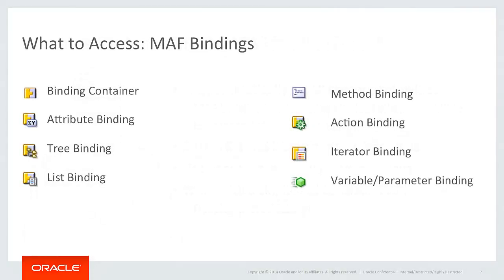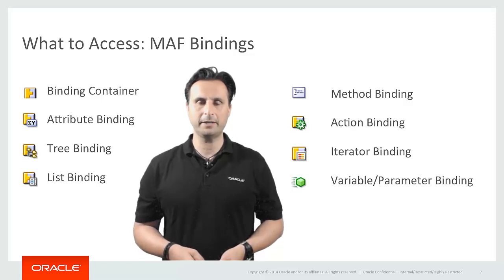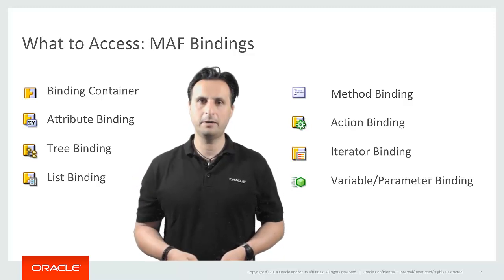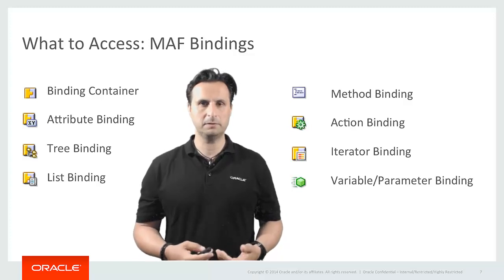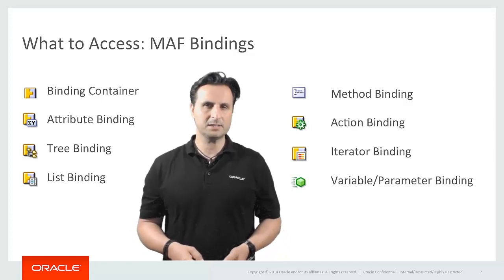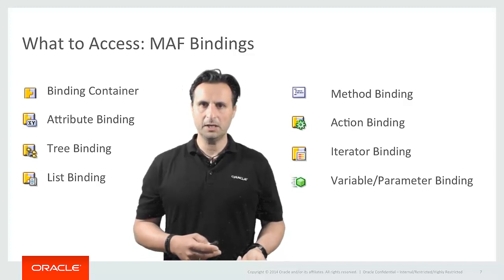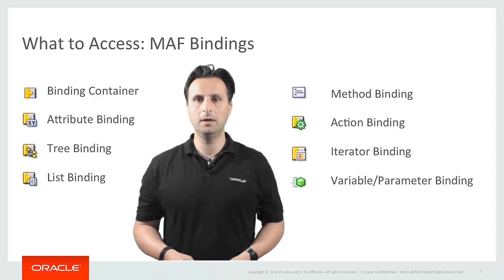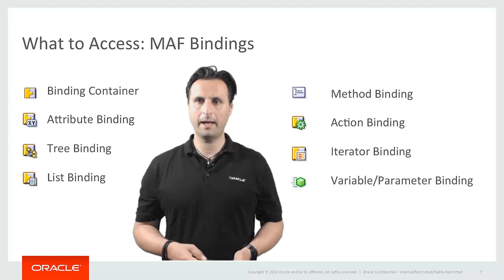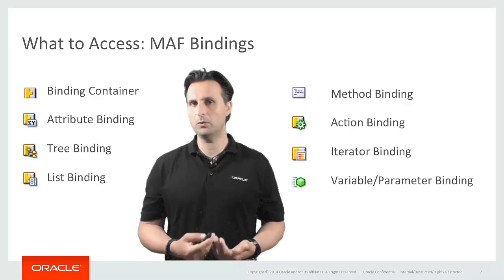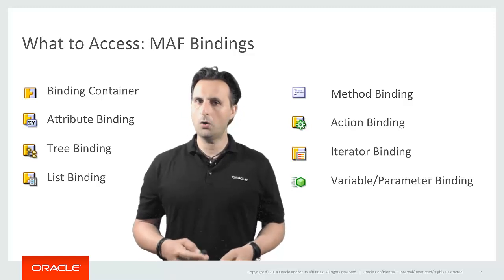So what can you access in the MAF binding layer? Well, I list all of these here. So you see, for instance, the binding container, and the binding container is up there. I can access the attribute binding or the value binding. These are mapped to individual input and output text components. I can access a tree binding, which typically is referenced from a graph, from an iterator, or from a list view. I have list bindings, which are used with a select one choice component. And I do have method and operation bindings to invoke custom methods or operations that are exposed, for instance, for SOAP services on the framework.